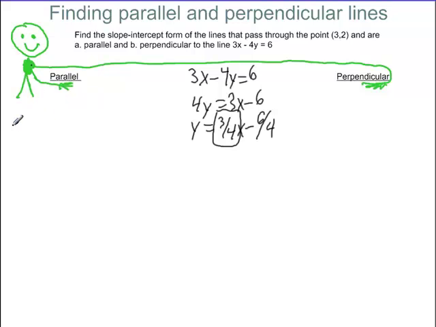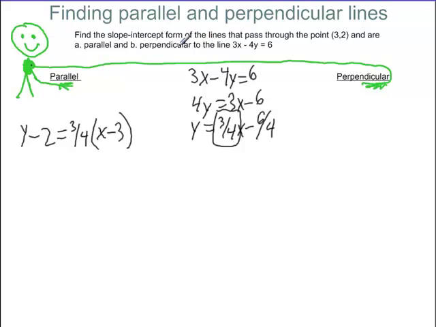So let's use the form we just had, which is point-slope form. We're going to have y minus y sub 1, which is 2, is equal to m, which is 3/4 because they're parallel, times x minus x sub 1, which is 3. I'm using this point right here.